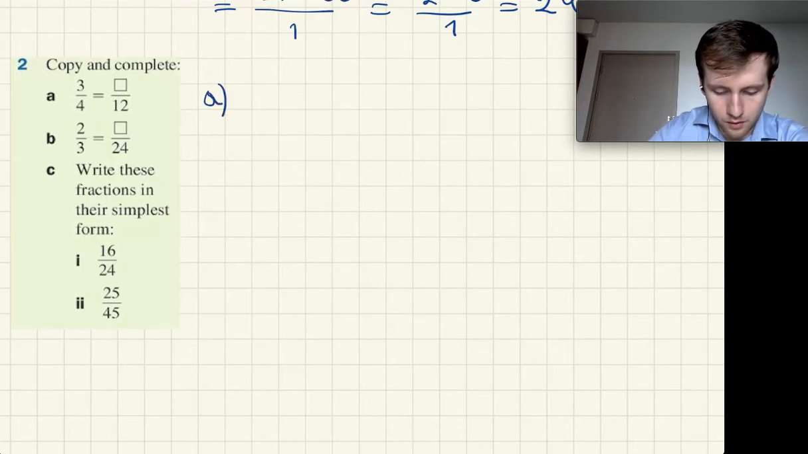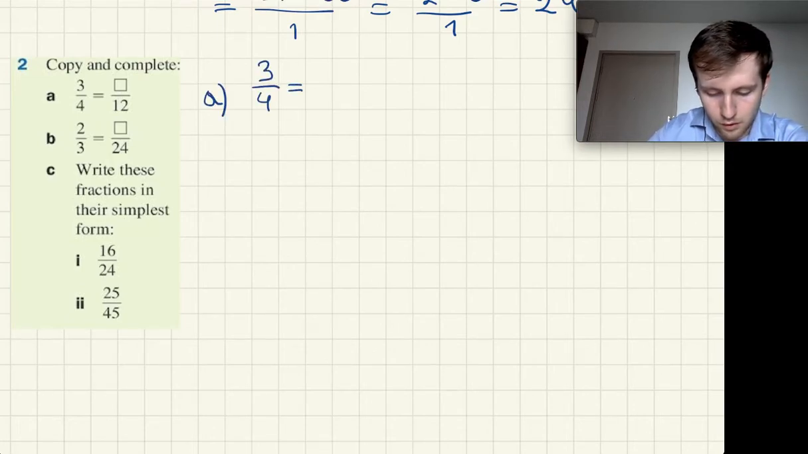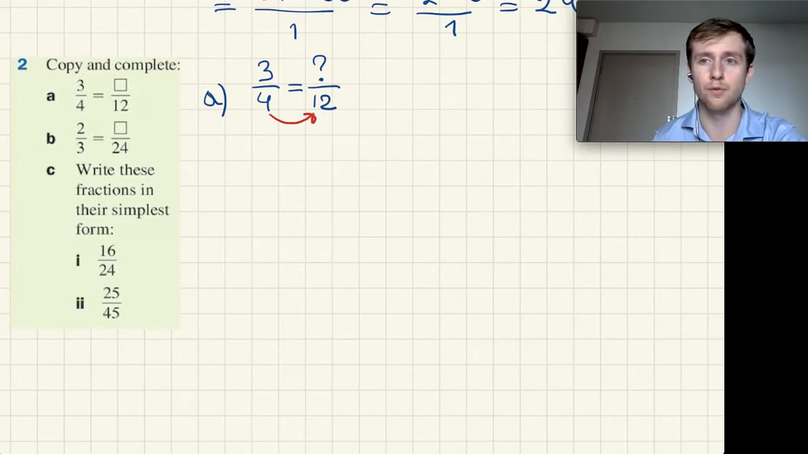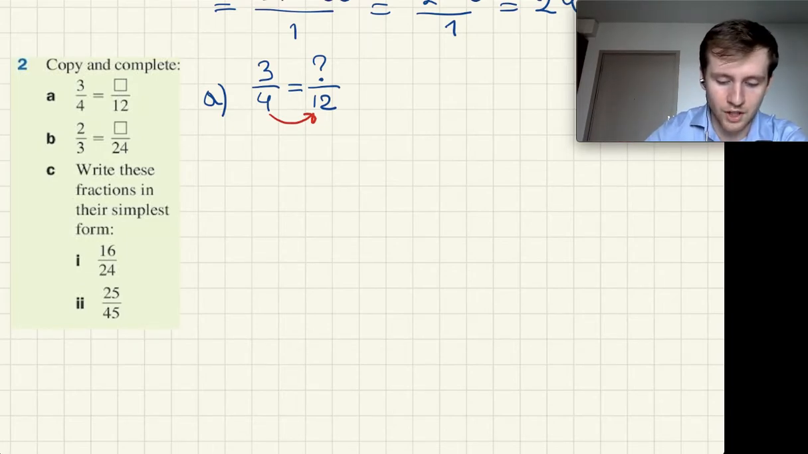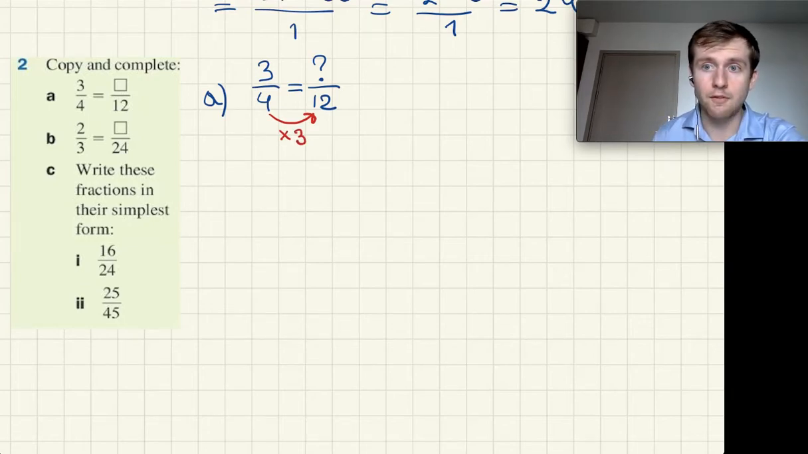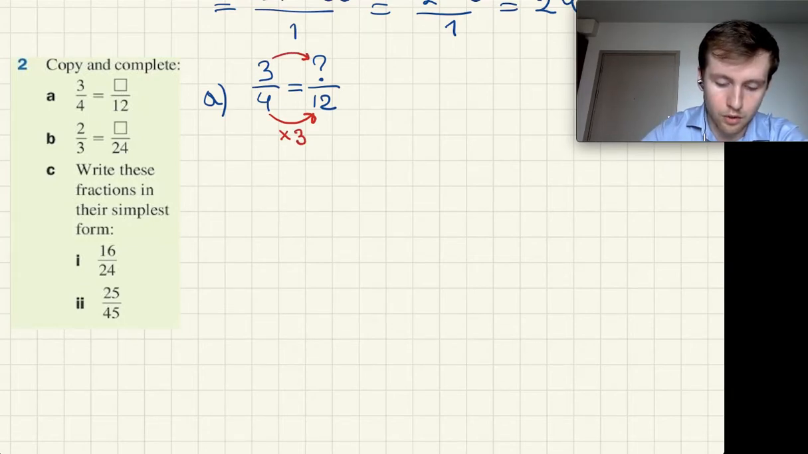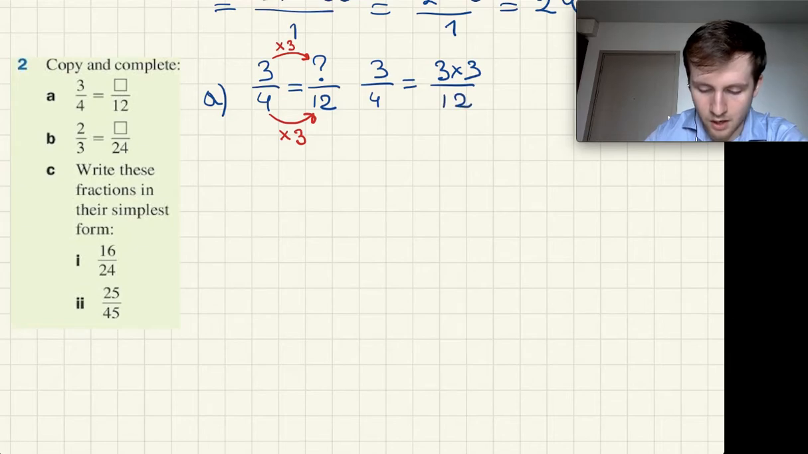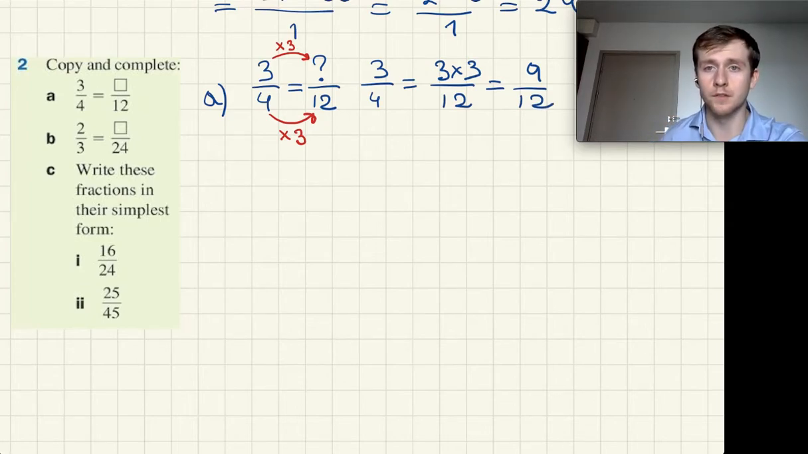3/4 is equal to something over 12, right? So the way to figure this out is we think, how do we get 4 out of 12? How do we get 12 out of 4? And the way we get it is we do times 3. So we have to do the same thing to the top part. We also do times 3, and we know that 3 times 3 is equal to 9. So 3/4 is equal to 9 over 12, like this.